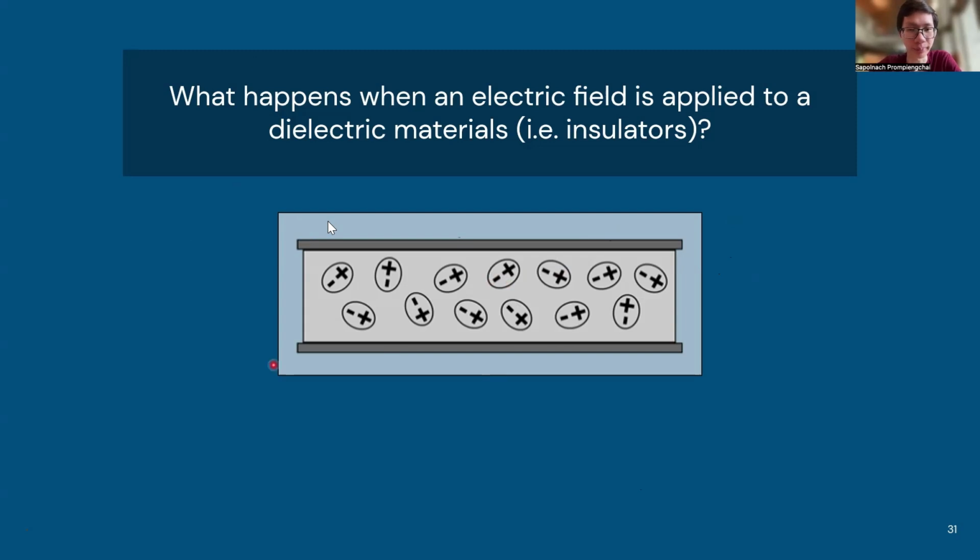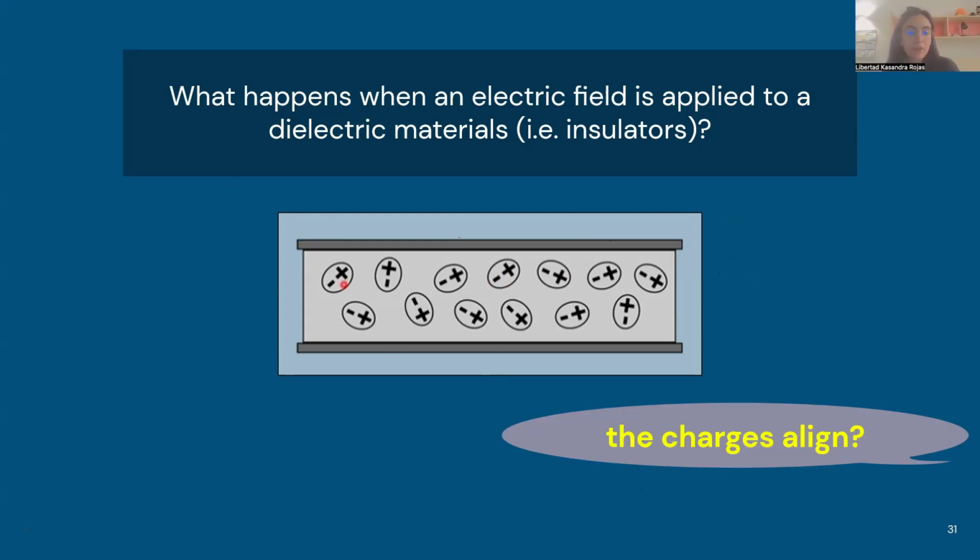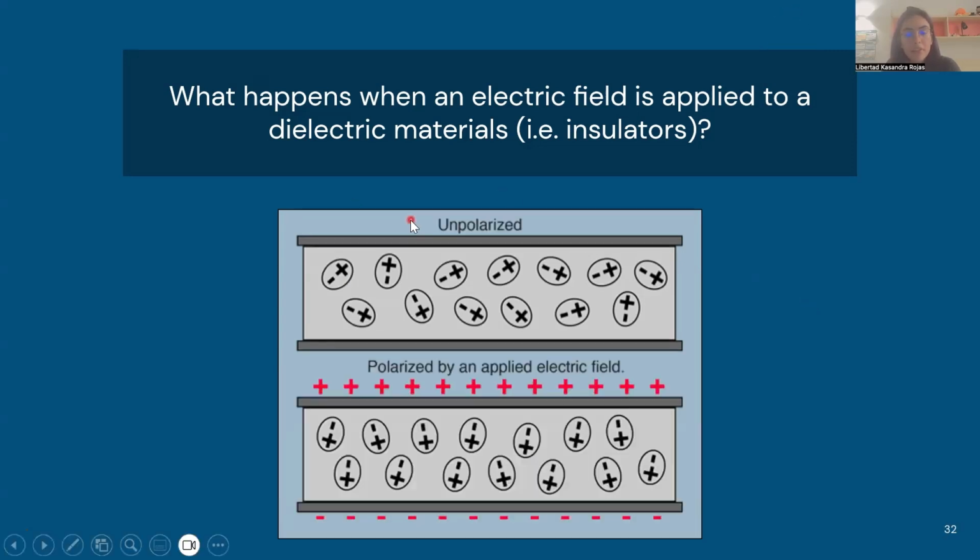Let's give it a moment. Yes, the charges will align, as Tano has said. So here, as you can see, when we have an electric field applied, we're going to have an induced polarization because our charges here are going to align, the negative with the positive and the positive with the negative, as you can see.